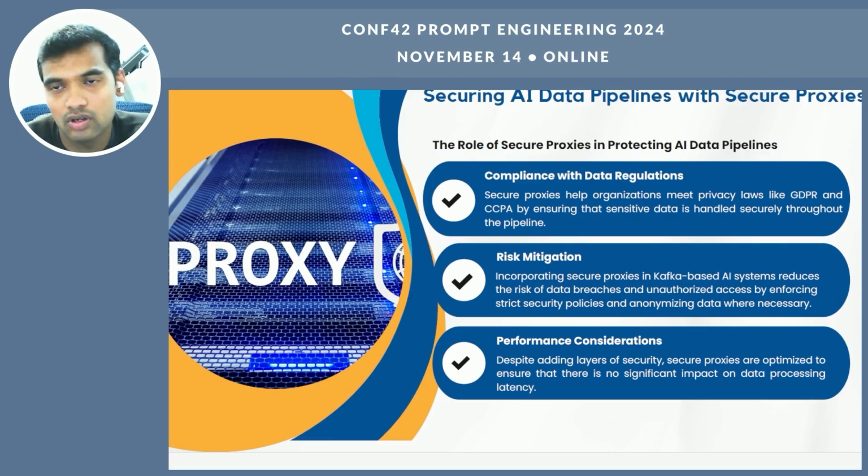Let's talk about security: securing AI data pipelines with secure proxies. Securing AI data pipelines with secure proxies is critical for protecting sensitive information as it moves between different components in a distributed real-time processing environment. They act as intermediaries that enforce security policies, monitor traffic, and mask underlying system details, ensuring that AI data pipelines are robust against attacks, unauthorized access, and data leaks.